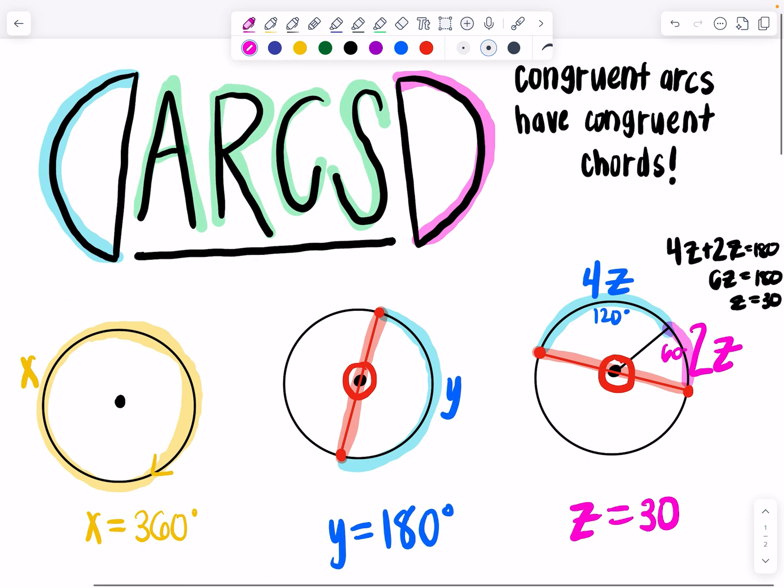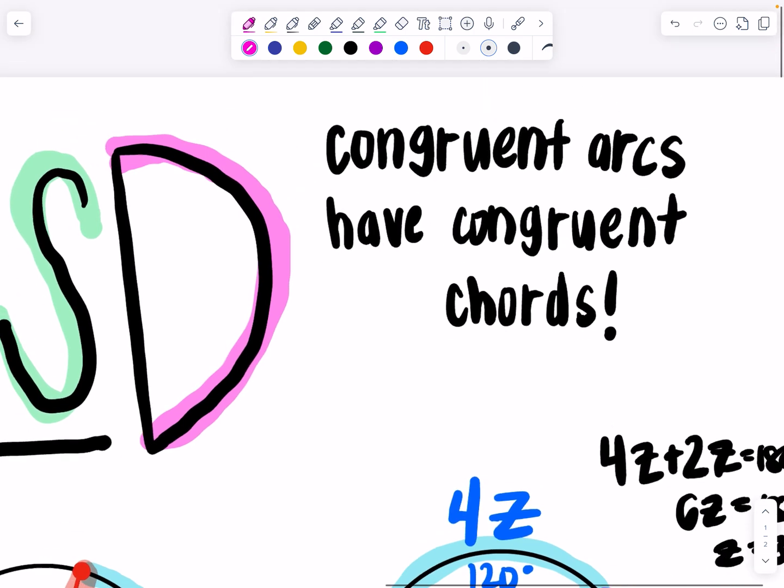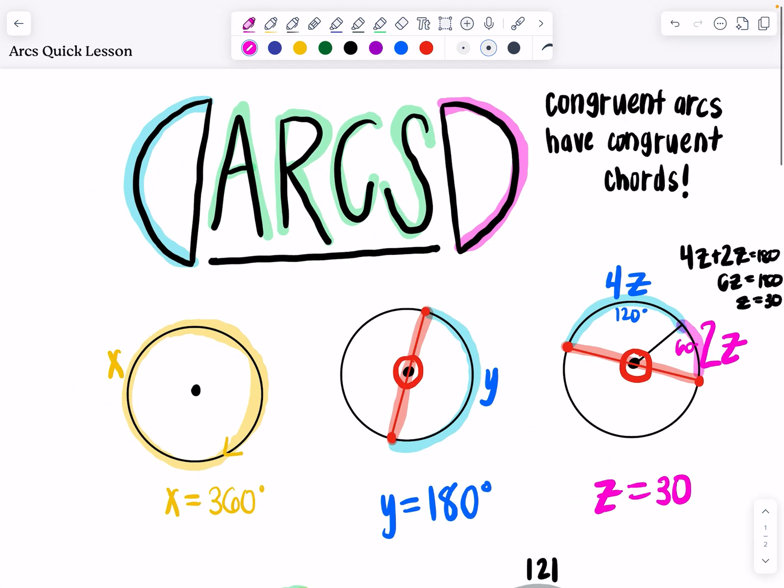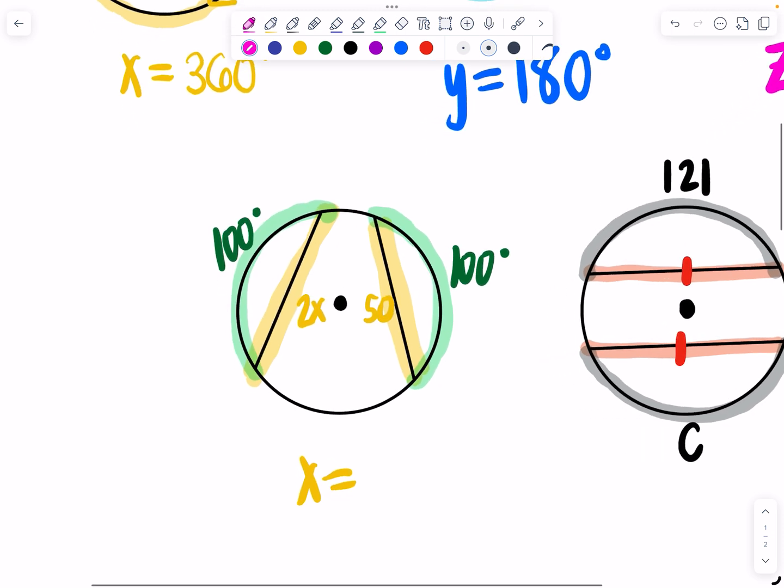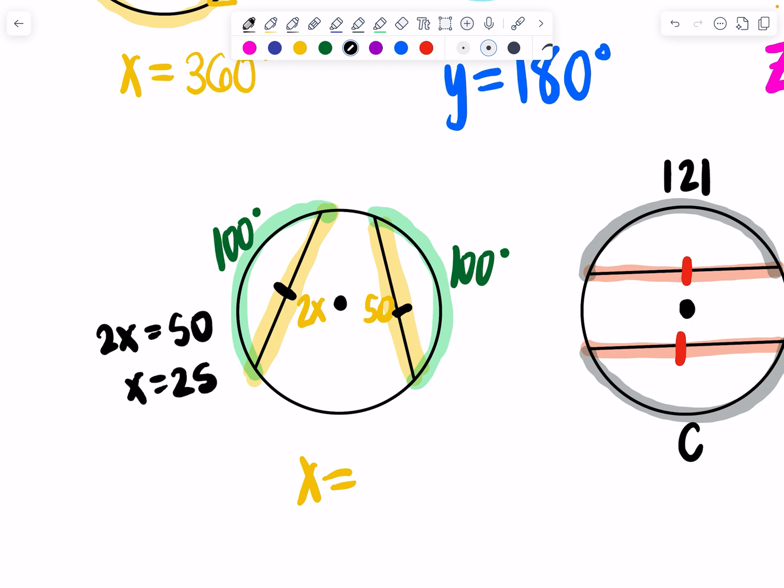But there's a theorem that says if you have congruent arcs, you have congruent chords. And if the chords are congruent, then the arcs are congruent. So it's true both ways. On this very first picture, this is an example where we have congruent arcs. These arcs match. This arc is 100. This arc is 100. So what does that mean about the chords? You could see if you were to fold the circle along the center, those would fold on top of each other. And so those chords are going to be congruent as well. So 2x should be equal to 50. Those chords should be equal. We divide by 2 on both sides, and we get that x is 25. So x must be 25, because if x is 25, then both of those chords have a length of 50.